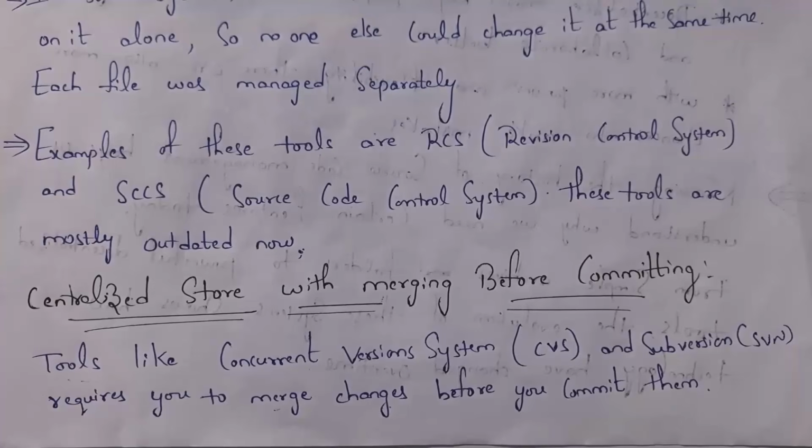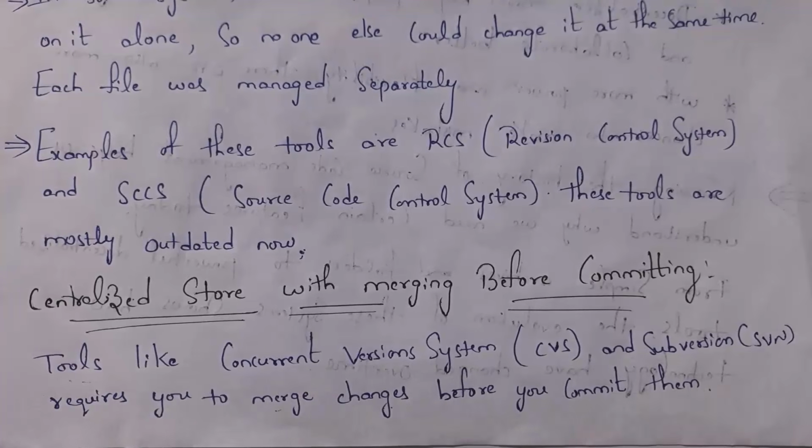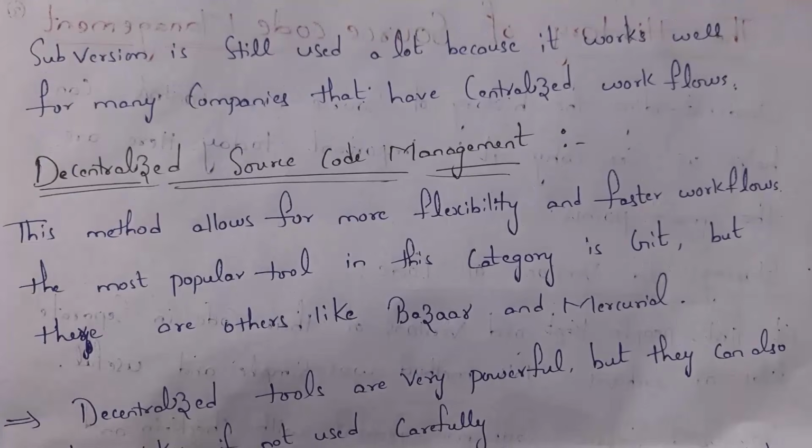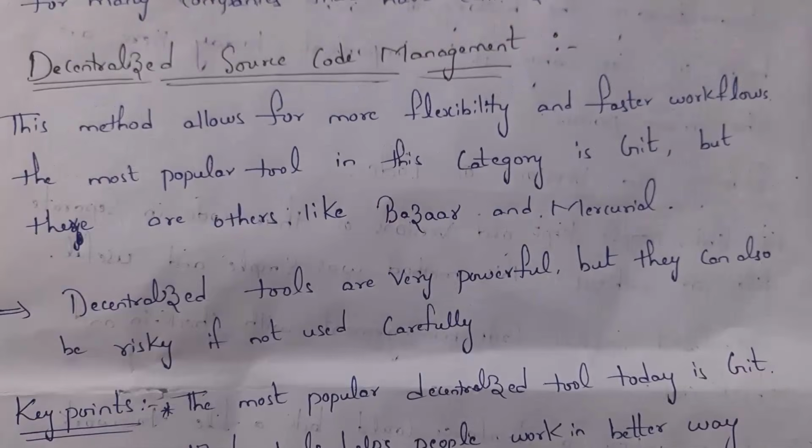Guys, there are two types of tools. They are Concurrent Versions System and also Subversion. If you are using these two tools, then you need to merge changes before you commit them. If I update any code, then I need to commit that code. Only if you commit that code are the changes permanently stored. Concurrent Versions System is outdated, but Subversion is still used by many companies.